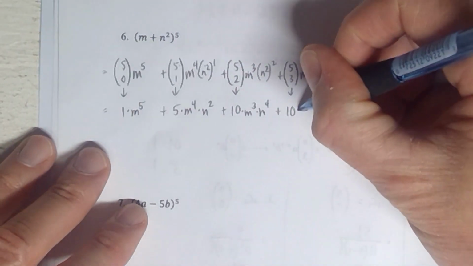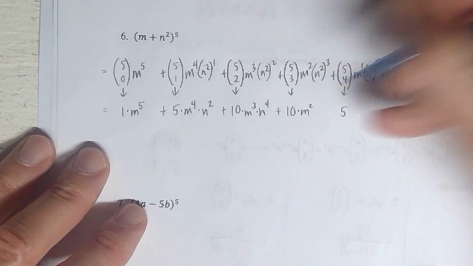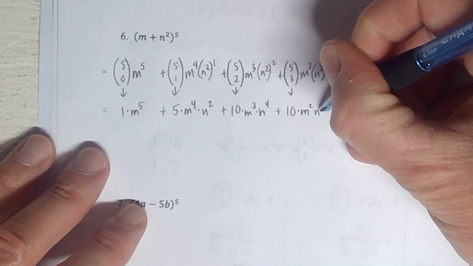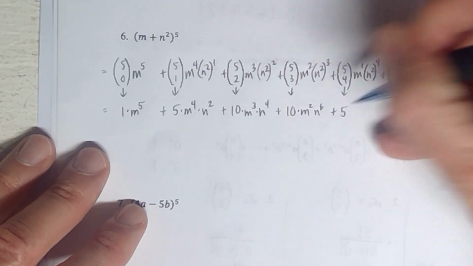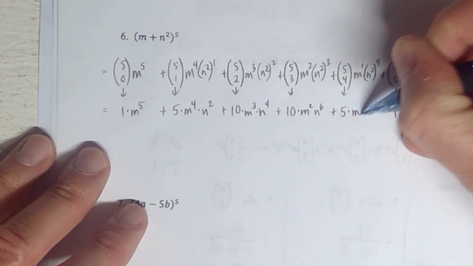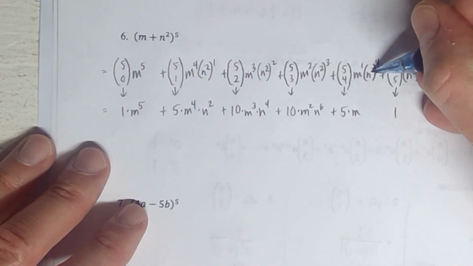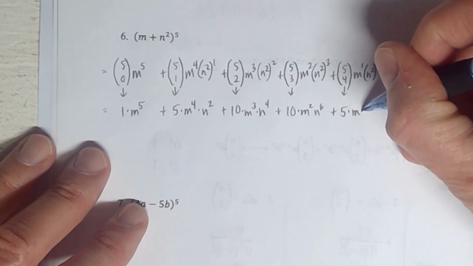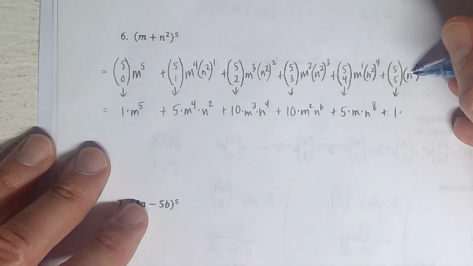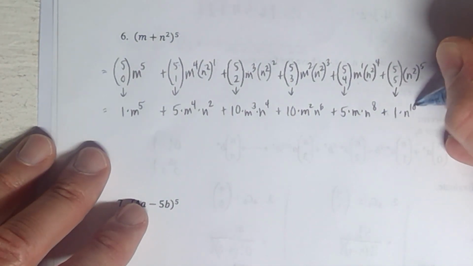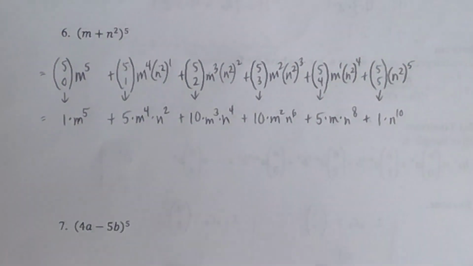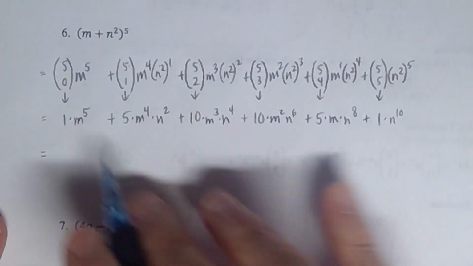Bring down the plus. 10 times the m squared is just m squared. But then this is what? 2 times 3 is 6, and so that's going to be n to the 6th coming down. M to the first is just m right there coming down. N squared to the fourth, 2 times 4 is n to the 8th. And then finally this last one here, 2 times 5 is 10, so that's going to be n to the 10th. Okay, and that is that step right there where you do the skinny brackets and the exponents.